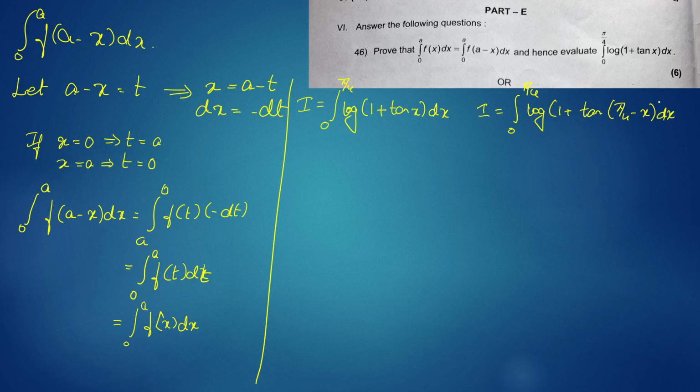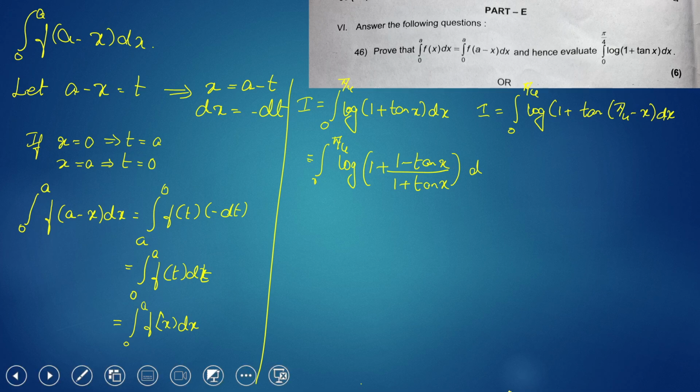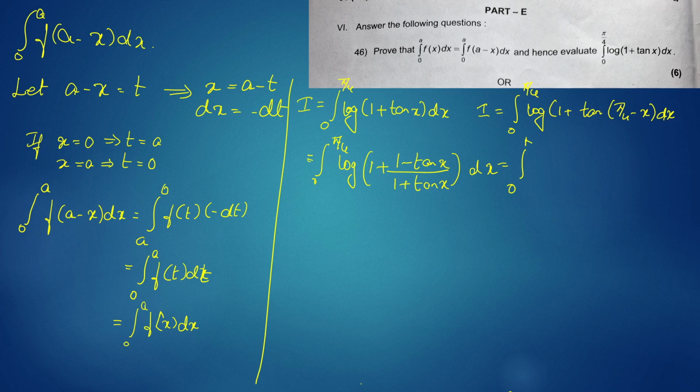We know that tan of pi by 4 minus x is nothing but 1 minus tan x divided by 1 plus tan x. Therefore, that can be written as integral 0 to pi by 4 log of 1 plus 1 minus tan x divided by 1 plus tan x into dx. If we take the LCM and simplify, then we get integral 0 to pi by 4 log of 2 divided by 1 plus tan x into dx.